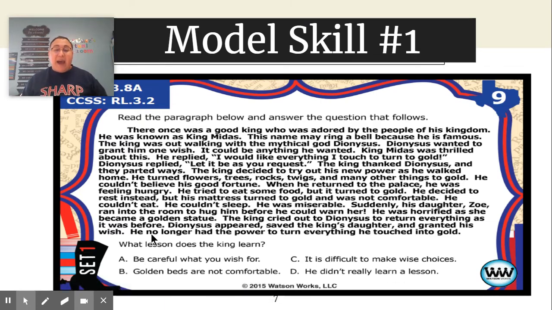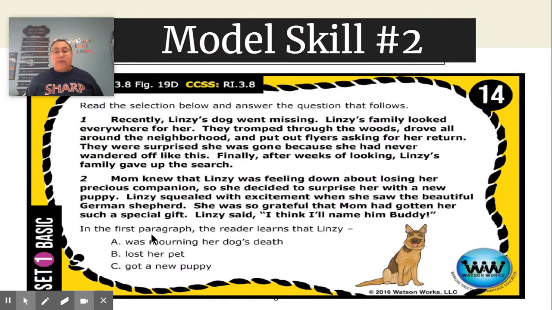So as you do actions, you've got to ask yourself, what did the character learn? You've got to think about what were the character's actions, what was the problem, and what was the solution. So that's going to be practice for character actions. Now we're going to talk about plot and understanding why a paragraph or an event is important to the story.